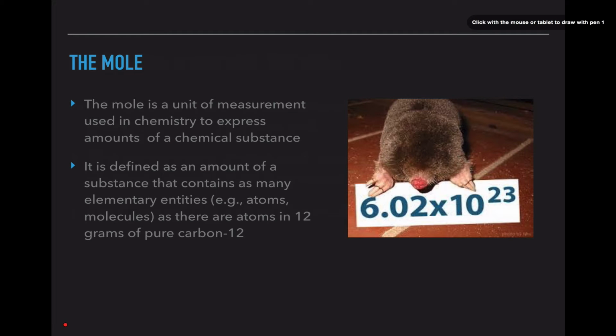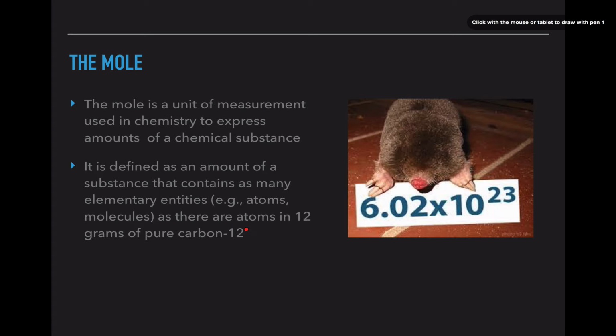So a mole. A mole is a unit of measurement used in chemistry to express amounts of chemical substance. It is defined as the amount of substance that contains as many elementary entities, or atoms if they are individual atoms, so just copper or just lead, or molecules if we are looking at water as H2O. So it is the amount of substance that contains as many entities as there are atoms in 12 grams of pure carbon-12. So this dash 12 means that that carbon has a mass of 12 grams. So essentially it's a simplified number.